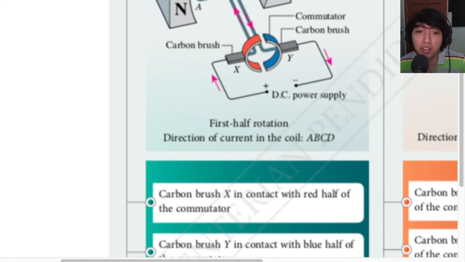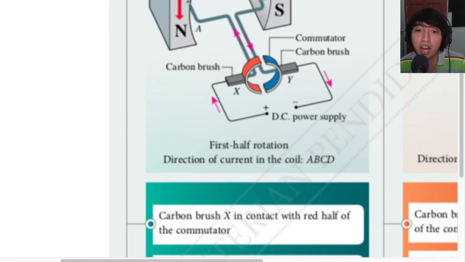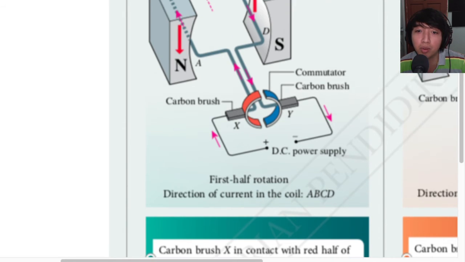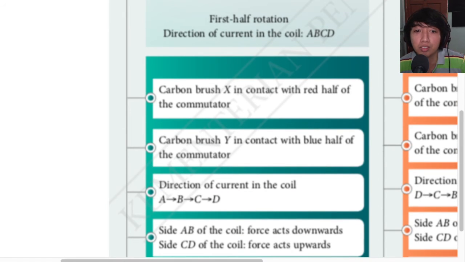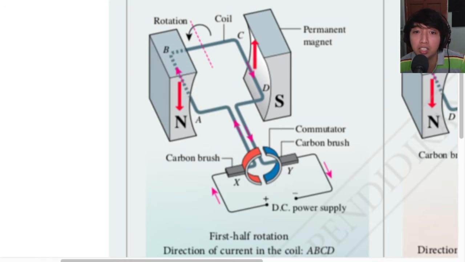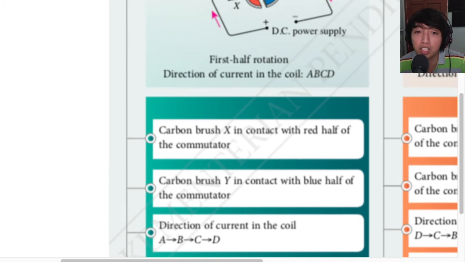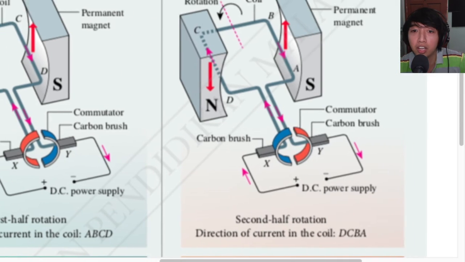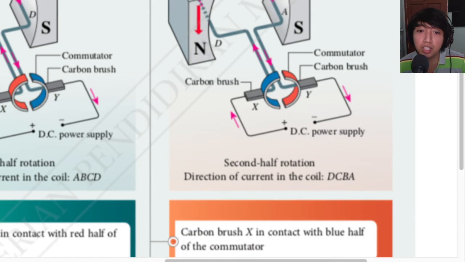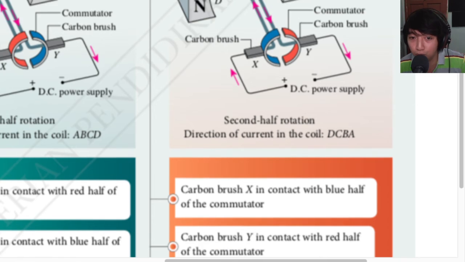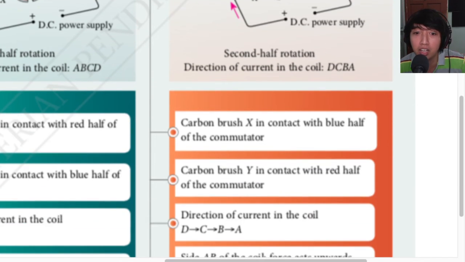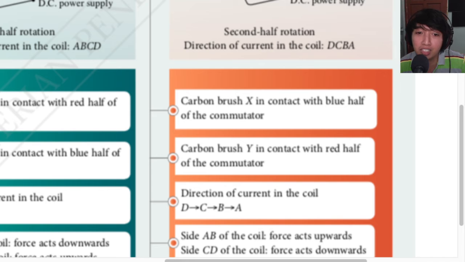Carbon brush X is in contact with the red half of the commutator and Y is in contact with the blue half. All right, so the direction of the current is ABCD. So side AB of the coil force acts downwards and side CD of the coil force acts upwards, so the coil rotates in one direction. And when we go to the other side, it's the opposite. Now X is in contact with the blue half, Y is in contact with the red half, and the direction of the current is DCBA, upside down.